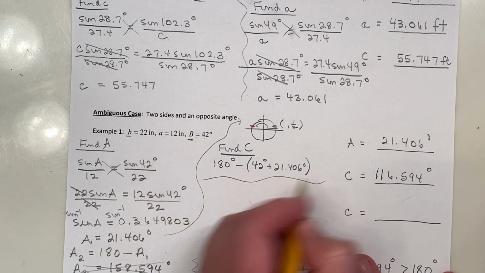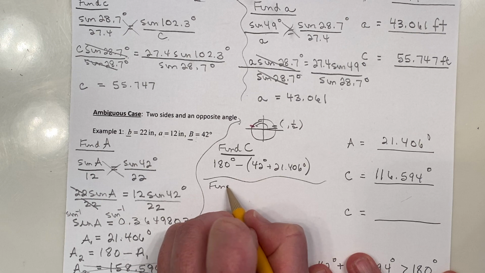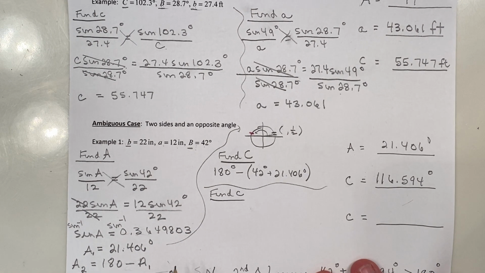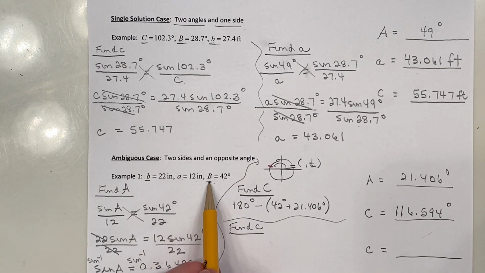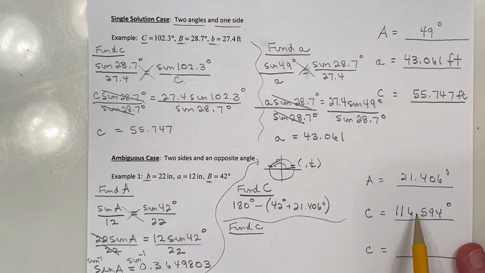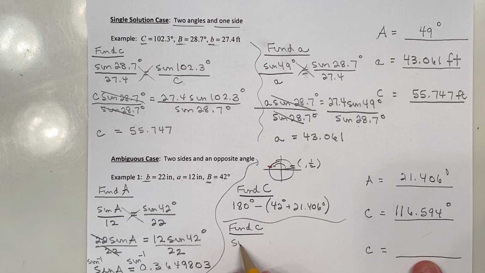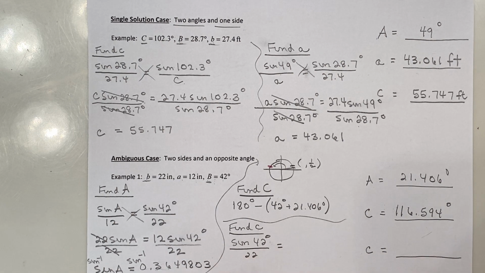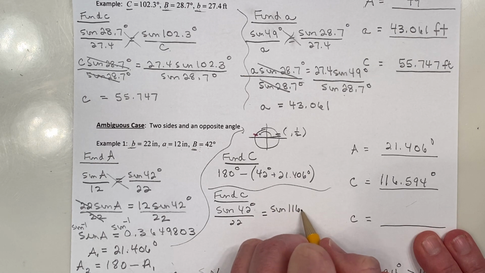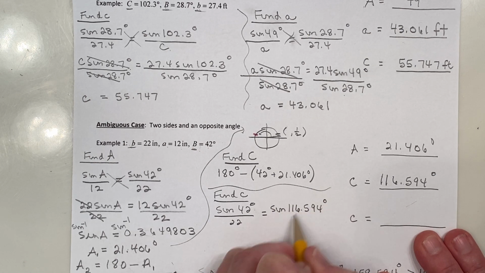So what's left to find is lowercase c, side c. All right, so to find side c, I'm going to go back to the given and notice that my complete fraction is with the b's. So to find side c, I'm going to have to involve angle C. So I'm going to set up sine of B over side b equals sine of angle C over side c.